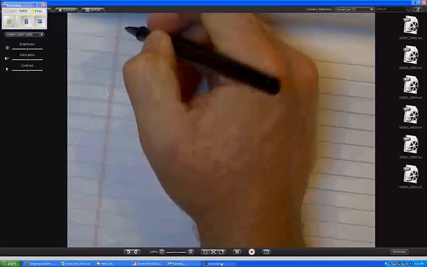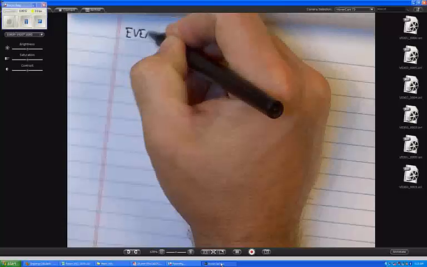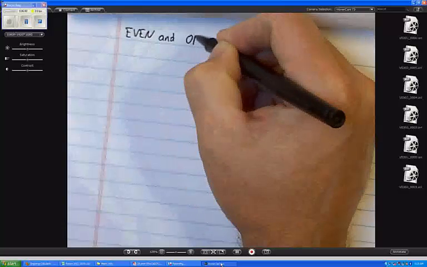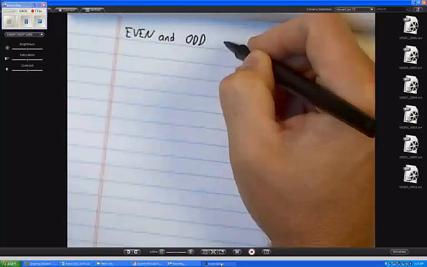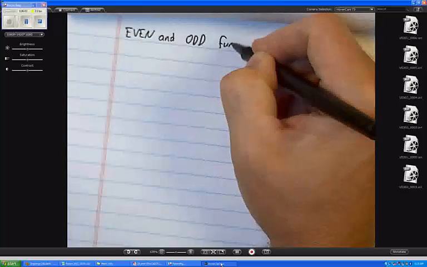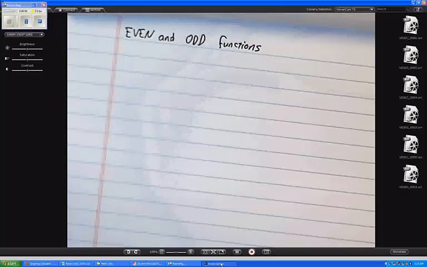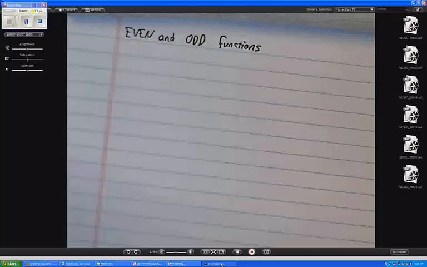We talk about what are called even and odd functions. Even and odd functions. So one thing that's on the homework tonight is zeros.